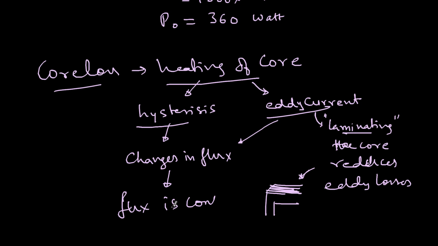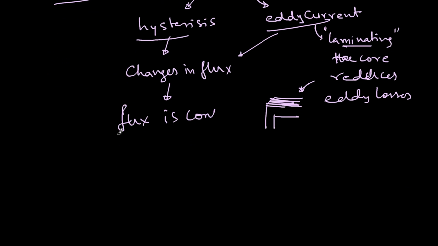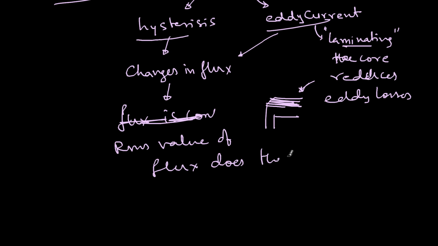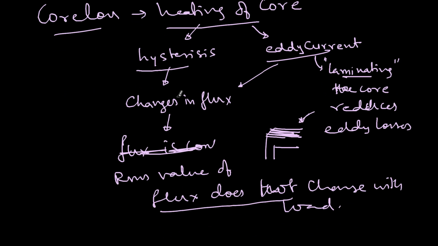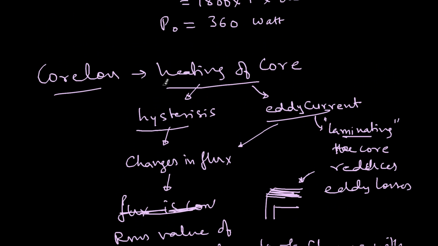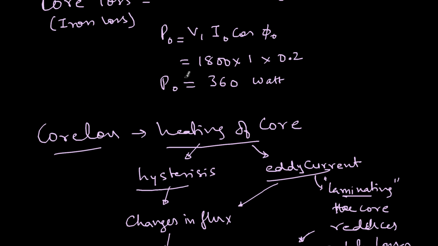Flux is changing, but the magnitude of the flux, that is the RMS value of the flux, does not change with the load. We have seen in the earlier lecture, lecture 1, that as the load increases, the flux momentarily reduces, but then it is restored to the old, initial value. So flux does not change. Since the flux does not change, the hysteresis and eddy currents do not change, the heating does not change, and therefore the core loss does not change.